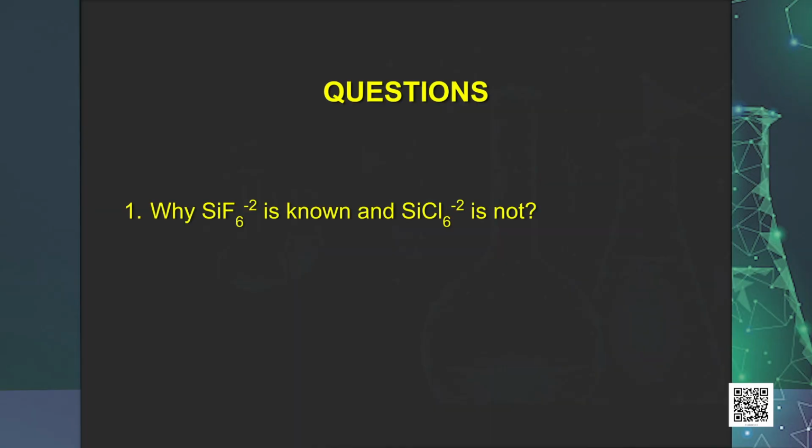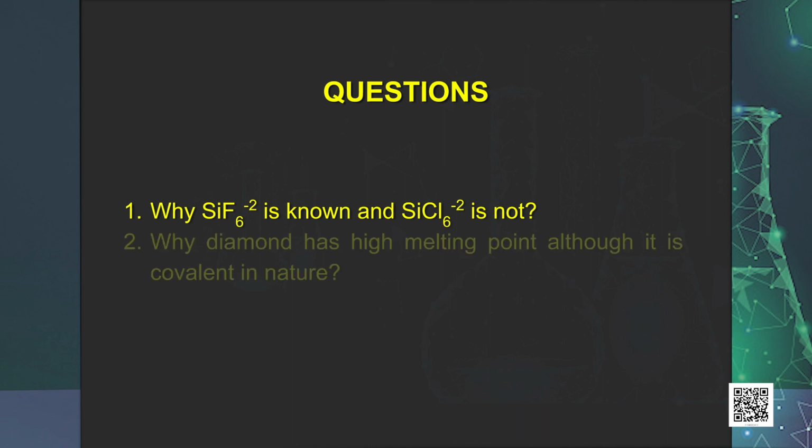Before ending this session, let me leave you with some questions to figure out. The question number 1 is, why is hexafluorosilicate known and hexachlorosilicate is not? The second question is, why does diamond have a high melting point although it is covalent in nature?